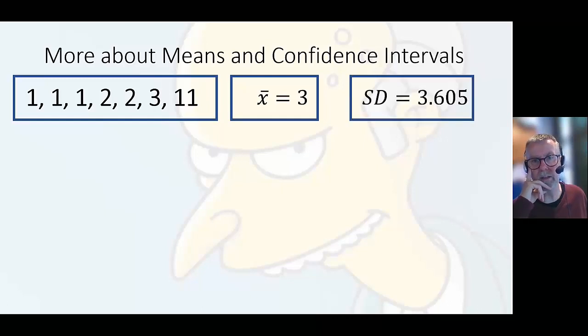Okay, I can use a calculator to find the standard deviation, and this comes out to be 3.605, and this is a measure of the spread of values in our dataset. The smaller this value, the more tightly bunched together are the values in the dataset. Okay, so far so good.